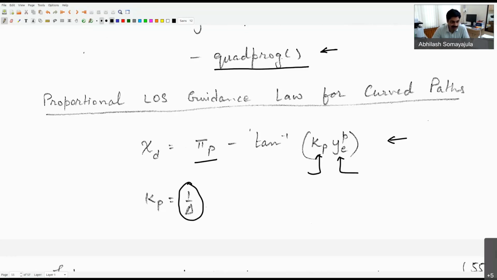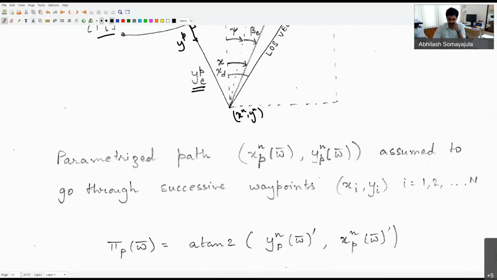But the problem here is that finding ype is not as straightforward as it was before. Notice that because the parameterized path is assumed to go through the successive waypoints, the so-called angle pi p is also a function of the path variable omega. When we were just looking at a straight line between the two waypoints, this was precisely known. We exactly knew what pi p was. But when we are looking at a curved path, pi p is no longer constant, but it's actually changing over the length of the path. Is that making sense? Right?